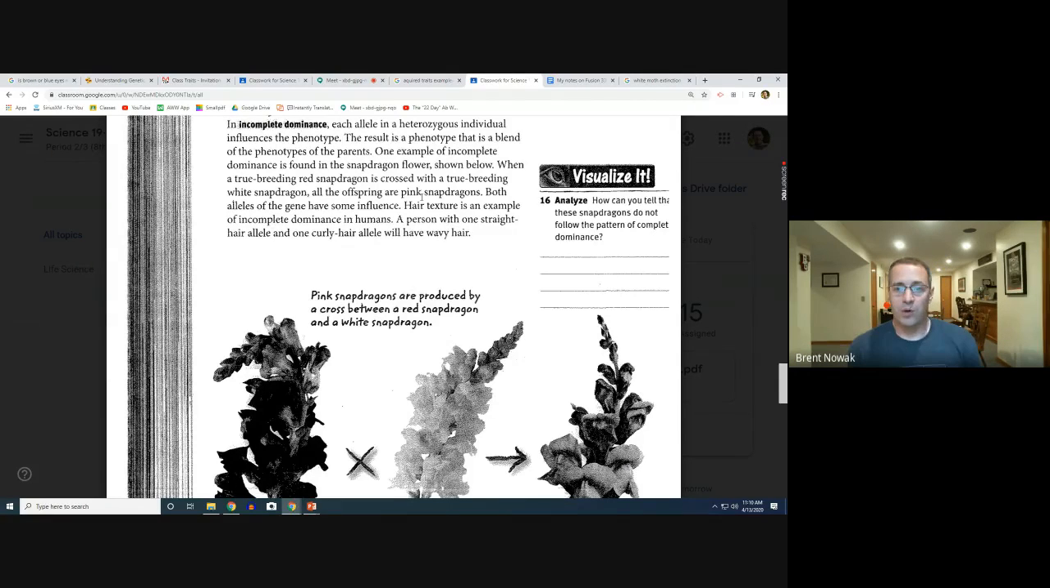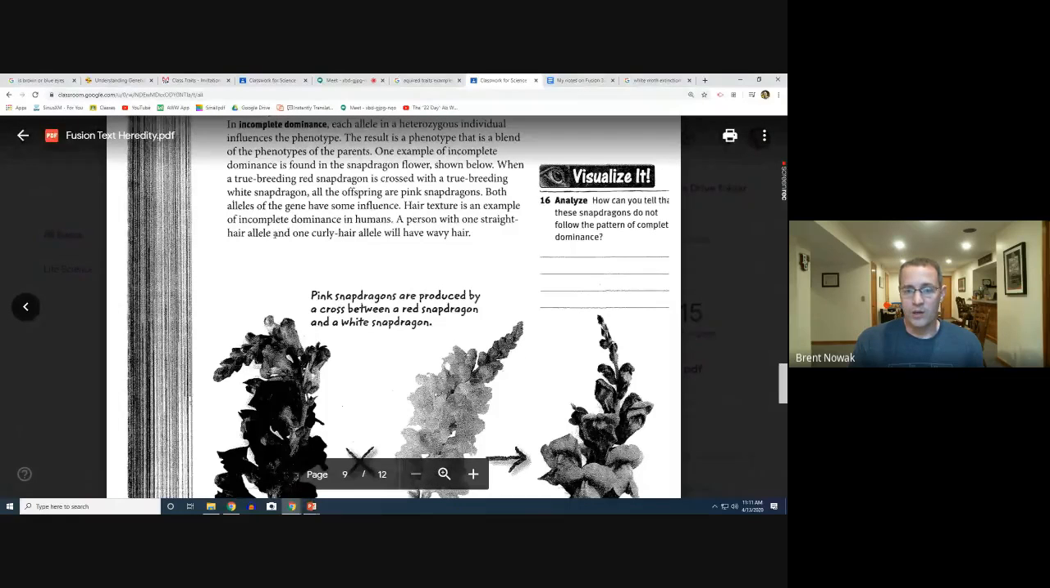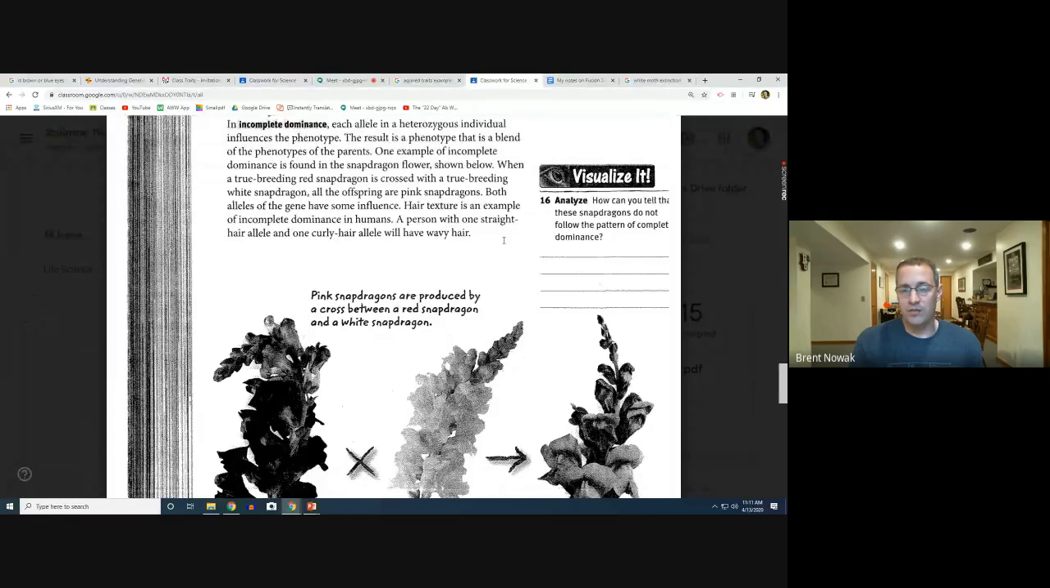So continuing reading, one example of incomplete dominance is found in the snapdragon flower shown below. When a true breeding red snapdragon is crossed with a true breeding white snapdragon, all of the offspring are pink snapdragons. Both alleles of the gene have some influence. Hair texture is an example of incomplete dominance in humans. A person with one straight hair allele and one curly hair allele will have wavy hair.